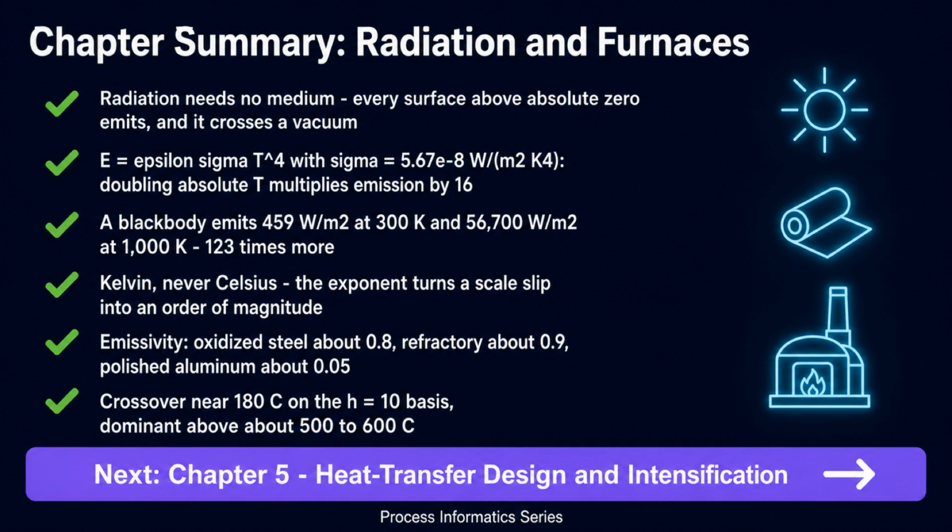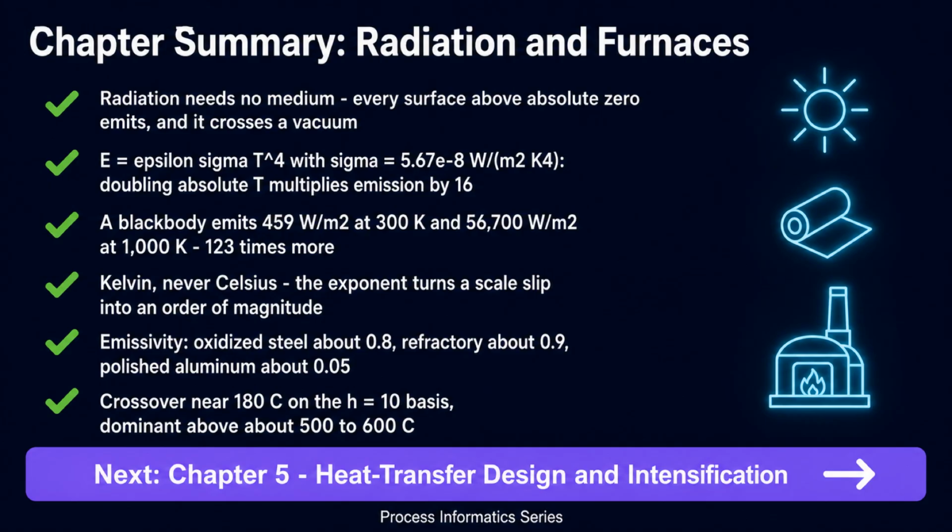Radiation needs no medium. Every surface above absolute zero emits electromagnetic energy that crosses a vacuum, as sunlight demonstrates daily. Stefan Boltzmann gives E equals epsilon sigma T to the fourth with sigma of 5.67 times 10 to the minus 8 watts per square meter Kelvin to the fourth, so doubling absolute temperature multiplies emission by 16. A blackbody at 300 Kelvin emits 459 watts per square meter. At 1000 Kelvin, it emits 56,700, which is 123 times more for 3.3 times the temperature.